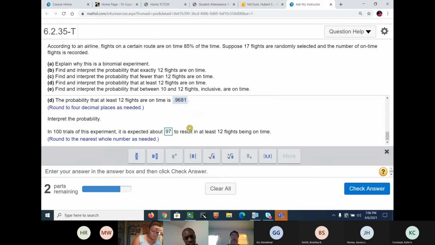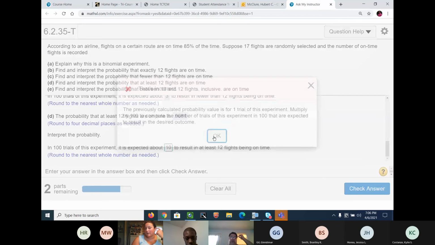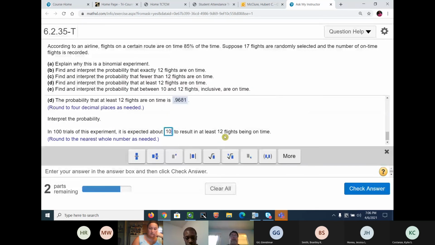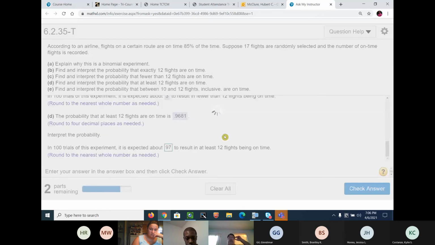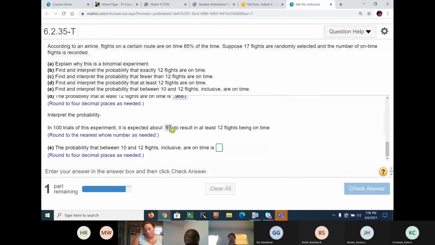I'm gonna say 10 flights, but hold on a second. No, it's not. It should be 100. I mean, 97. Move it 2 places to the right. Okay, now I'm going to let y'all do this one.